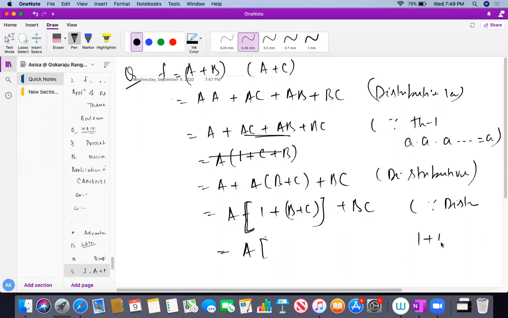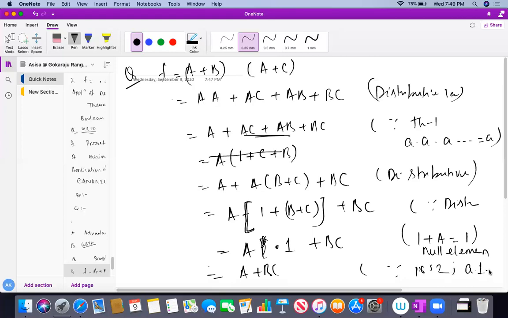1 or A is what I have already told you. 1 or A is nothing else, here 1. So this is actually the null element theorem. Null element: 1 or A is 1. So this is A and 1 or BC. So A and 1 is A or BC. Here I have used postulate number 2, which is A and 1 is A, existence of identity element. So I have simplified it to A or BC.